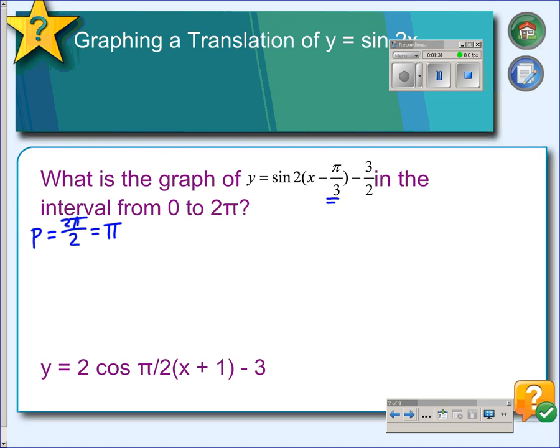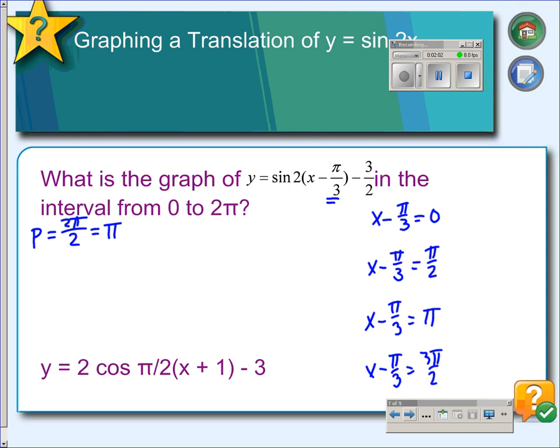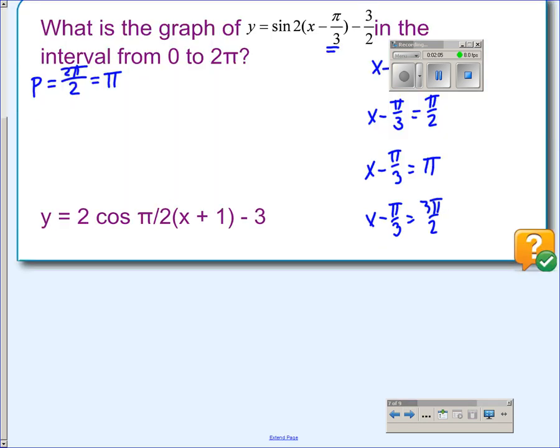All right, so first of all we're going to calculate where all of our x values will be. We have x minus pi thirds, which should be equal to 0 to start with. Our second important point would be x minus pi thirds equal to pi halves, and x minus pi thirds equal to pi, x minus pi thirds equal to 3 pi halves, and finally x minus pi thirds equal to 2 pi. So we will calculate each of these.